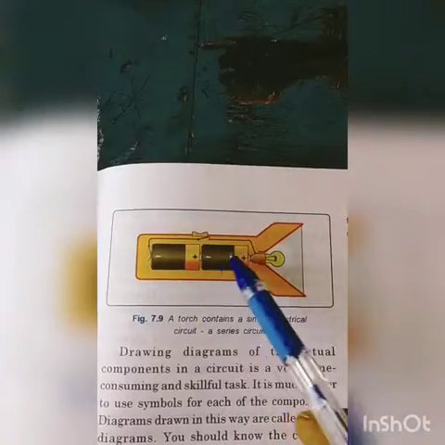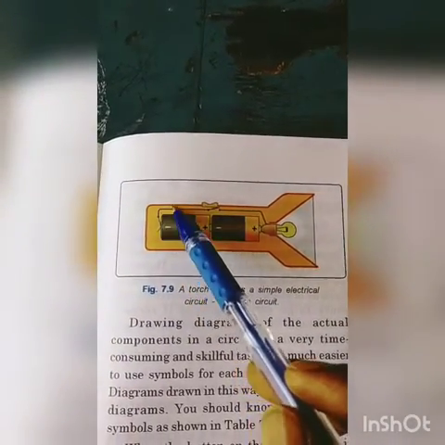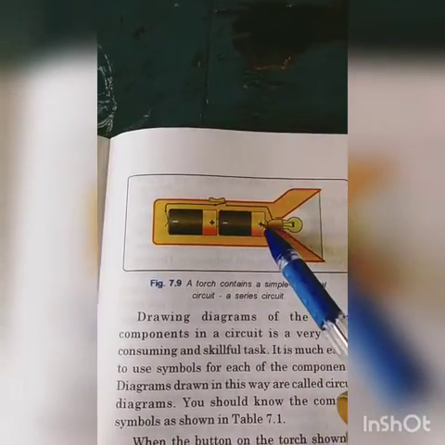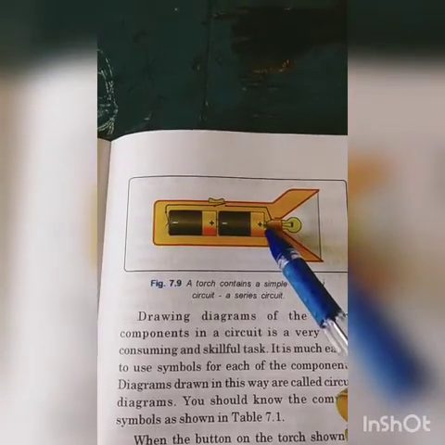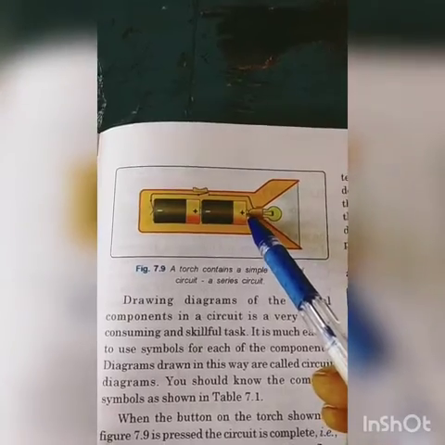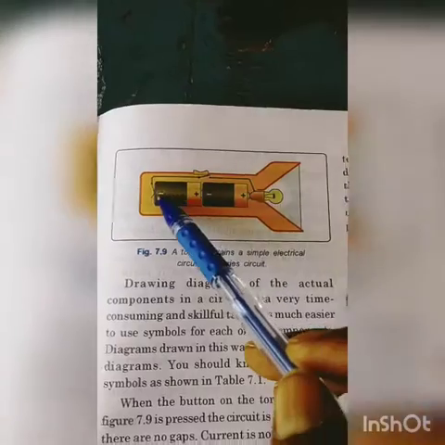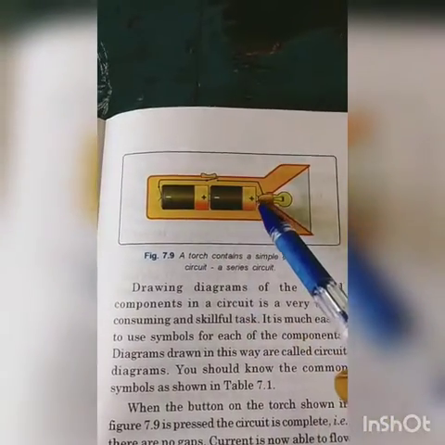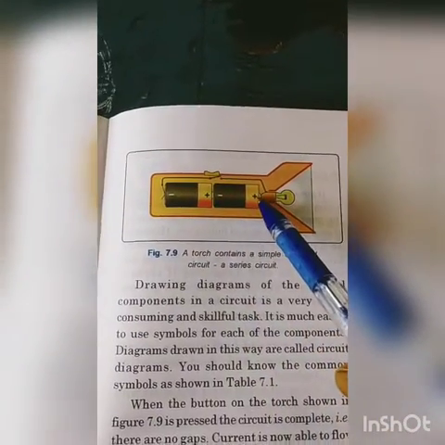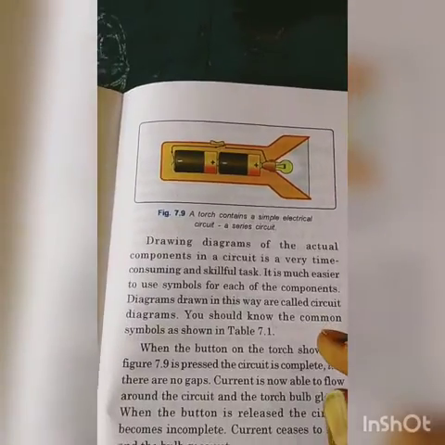Here, in a torch, there is a simple electric circuit. This is a cell, the source of electricity, and a wire is joining here, and the switch is here, and a bulb is here, and through the bulb the current is joined to the positive pole of the battery. So when the switch is on, current starts flowing, the bulb glows and the circuit is complete.